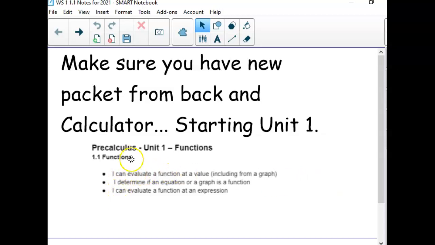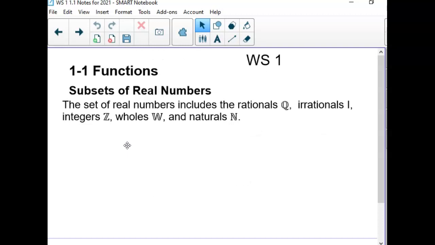So 1.1 today, our goal is to evaluate a function at a given value, including from a graph of a function, determine if an equation or a graph is a function, and evaluate a function at an expression. And we're going to start talking about domain and range.